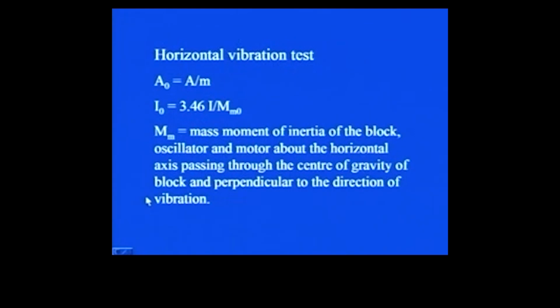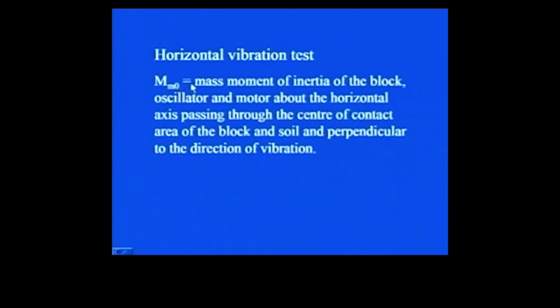Since the oscillator has been mounted in such a way that it generates purely horizontal sinusoidal vibration, whatever is the horizontal axis passing through the center of gravity of the block, obviously the direction of vibration will be perpendicular to that. Then mmo is the mass moment of inertia of the block, oscillator and motor about the horizontal axis passing through the center of contact area of the block and soil and perpendicular to the direction of motion.